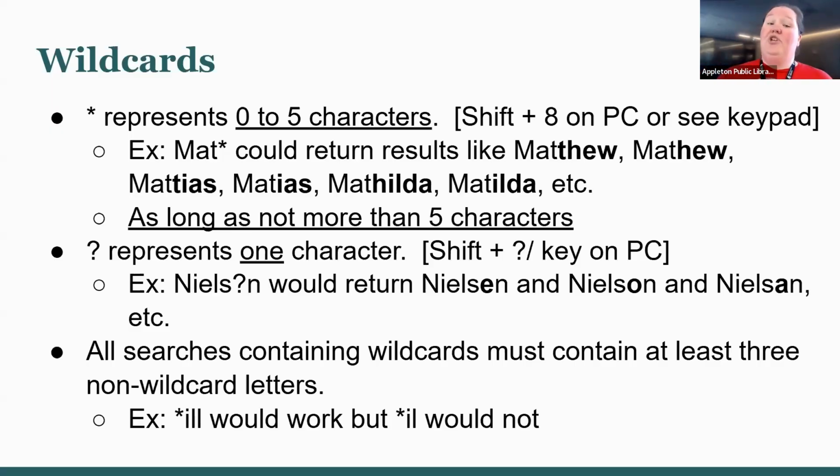The other wildcard is the question mark. That represents just one character. So you would use shift and the question mark key on your PC. Just like I showed you before, if you've got Nielsen as a last name, you can put that question mark between the S and the N to get Nielsen spelled with an E, with an O, with an A, etc. So if that's a commonly misspelled letter in between those two other letters, you can throw that question mark in there, and it's going to give you all the different variations just in that one spot.